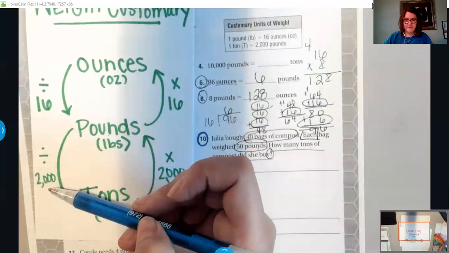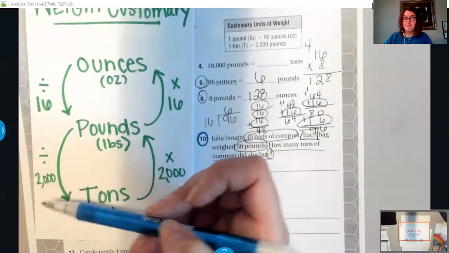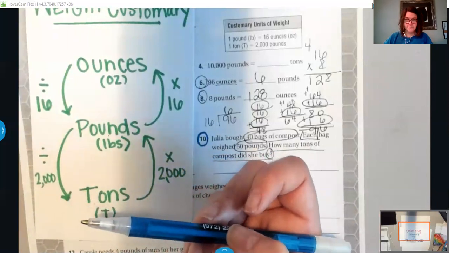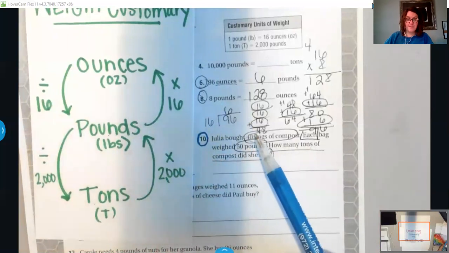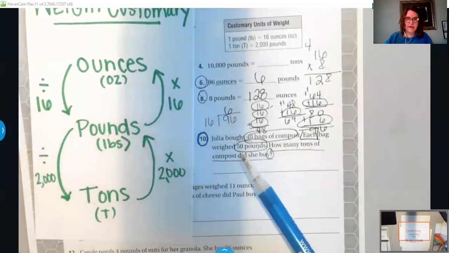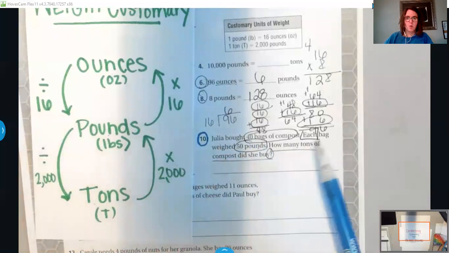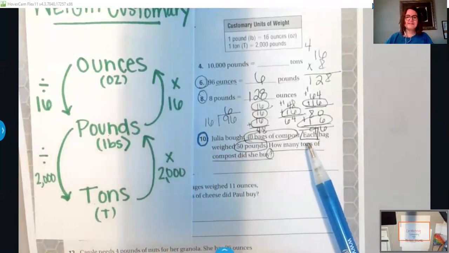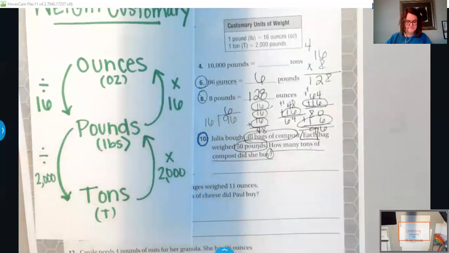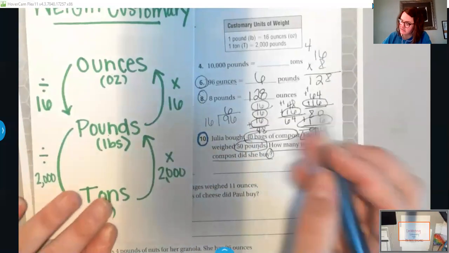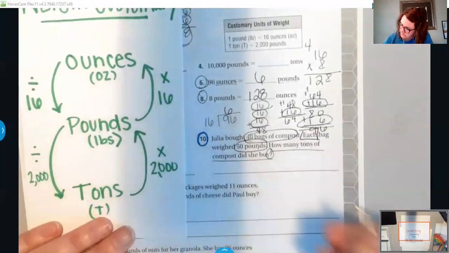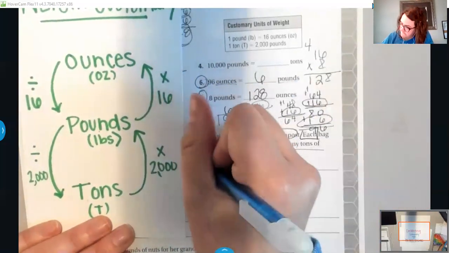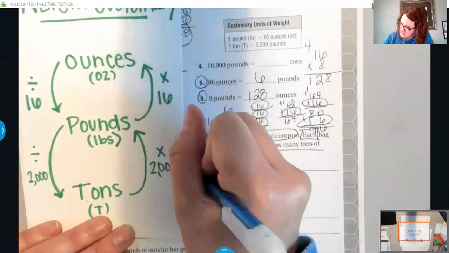But first I got to figure out how many pounds did she buy? Because she bought 40 bags and each of them weighed 50 pounds. When I see the word each in my word problem like this, I know that I am multiplying. So I'm going to start by taking 40 times 50.